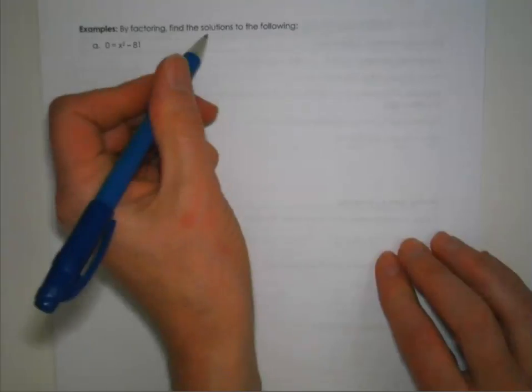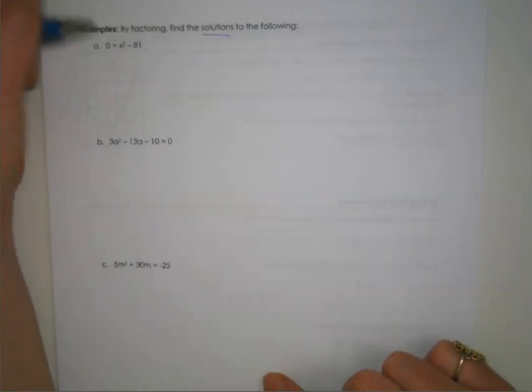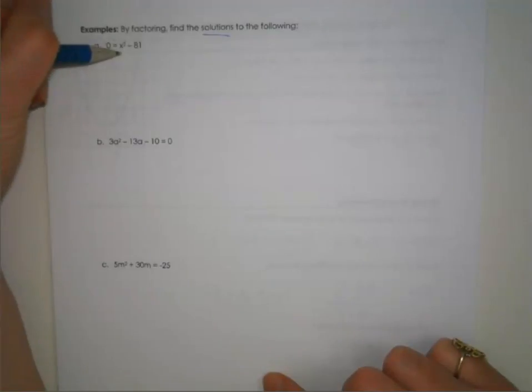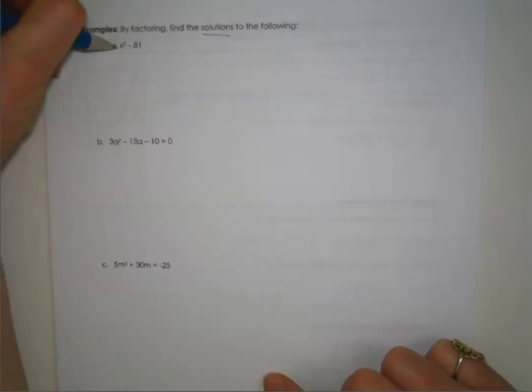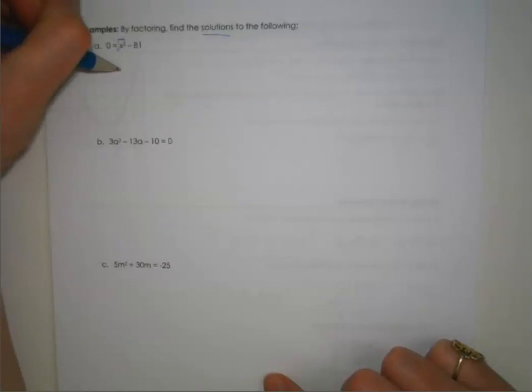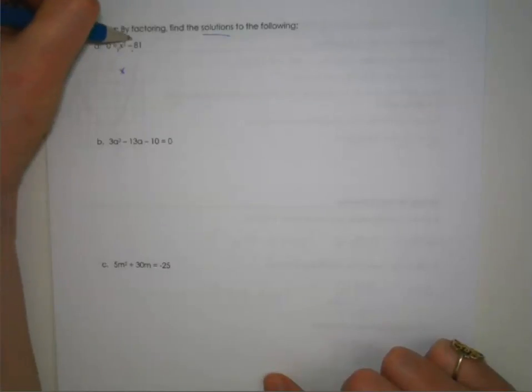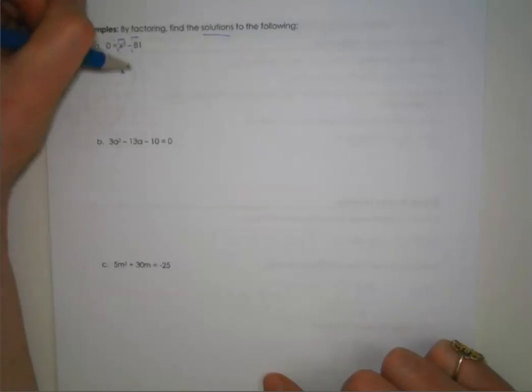So let's try some examples where we're going to factor to find the solutions, which is another way of saying the zeros or the x-intercepts. In this one, we have 0 equals x squared minus 81. The first thing you want to recognize is that we have two terms. Whenever we only have two terms, or a binomial, we always want to determine whether the two terms are perfect squares. If we look at x squared, we can square root that to x. And if we look at 81, we can square root that to 9. So that just means we're going to have a bracket that's x plus 9.